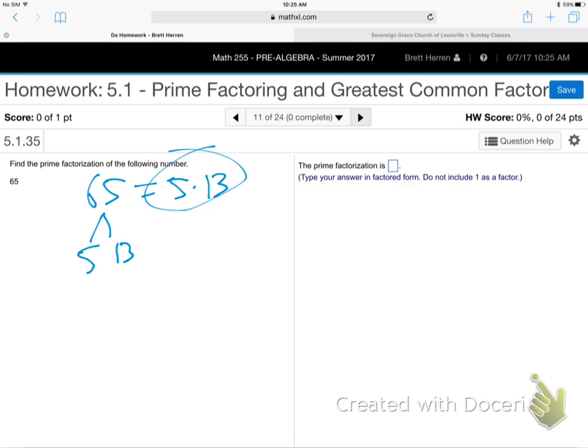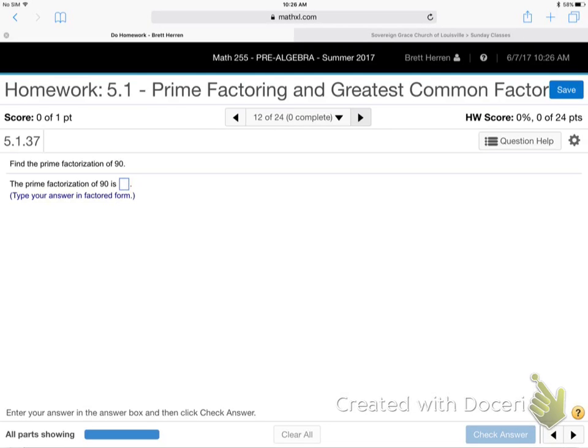Is that good? Let's keep moving. Oh, you have to put a multiplication, not a comma. Oh yeah, they want a little times dot in the middle. Yeah, good point. They're picky here. They want a times dot. I'll show you. Let's do this one.